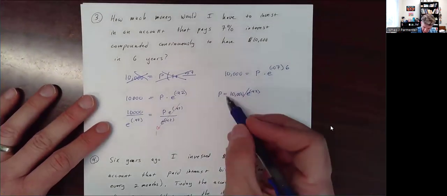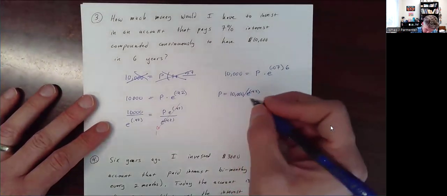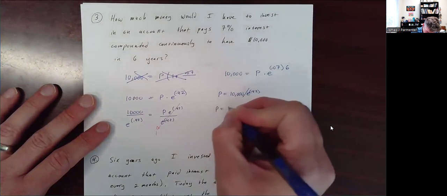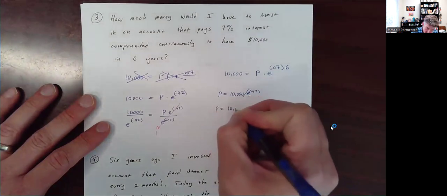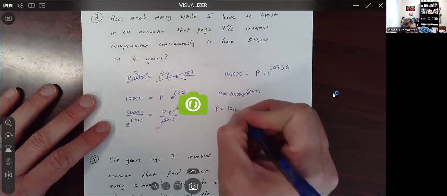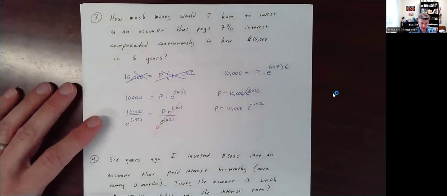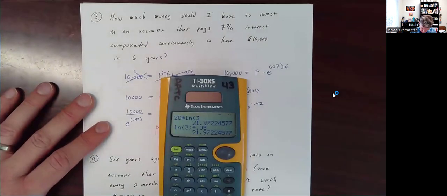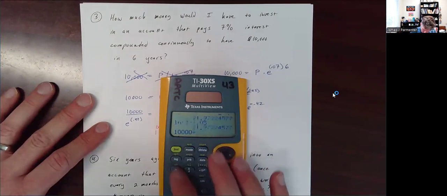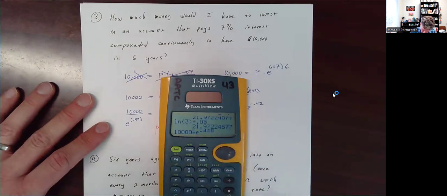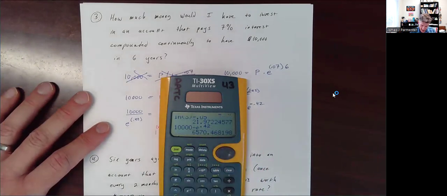Sorry. So you could say you have 10,000 divided by E to the 0.42, or you could say that you have 10,000 times E to the negative 0.42. Oh my God, document camera, what is your issue? It keeps freezing up. Either way, if I do this, 10,000 divided by E to the 0.42 is about $6,570.